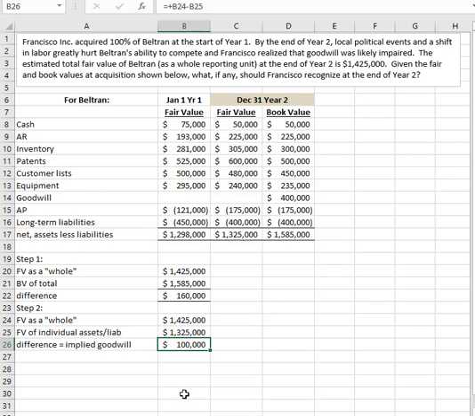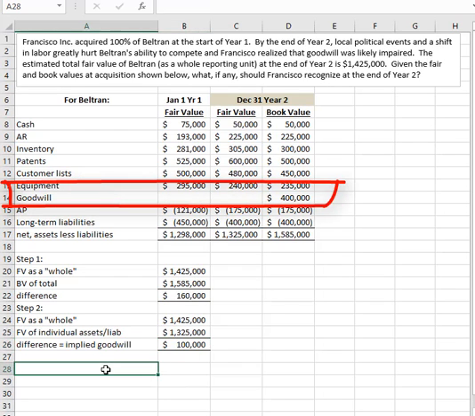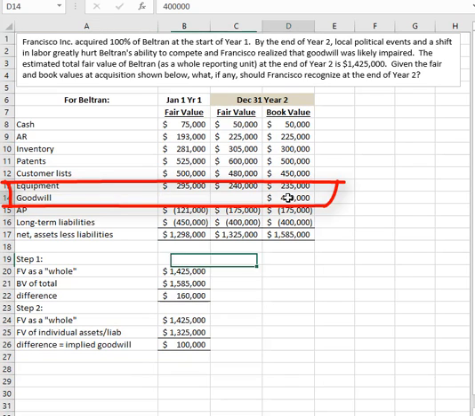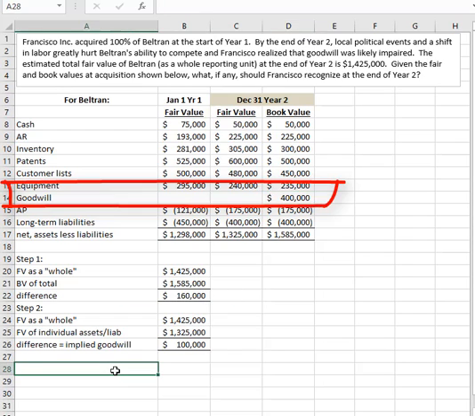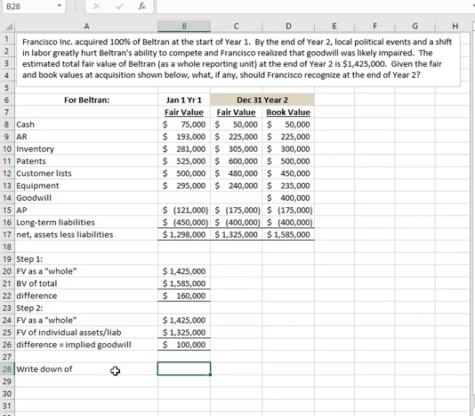And so we compare that implied goodwill to what goodwill is, and then we write it down to the implied goodwill. So goodwill right now is $400,000, and it should be $100,000. So there's going to be a write down of $300,000. And that's impairment of goodwill.